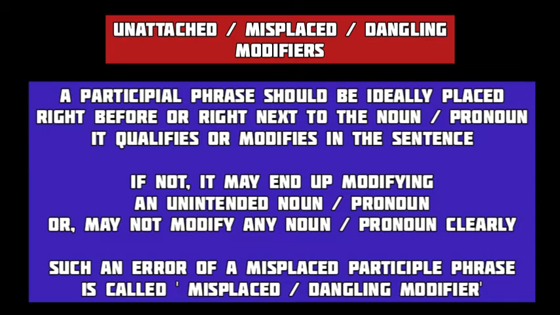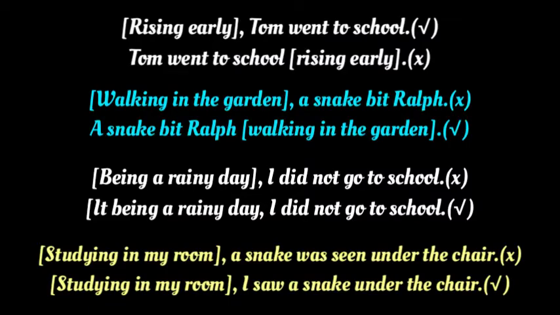In fact, it may not even modify a specific noun or pronoun at all. Such a misplaced participle phrase is called a dangling modifier in English grammar. Now see some examples of misplaced participle phrases or dangling modifiers. In the sentence, "Rising early, Tom went to school," the participle phrase "rising early" is placed right before the noun Tom, which it modifies. Hence, this sentence is correct.